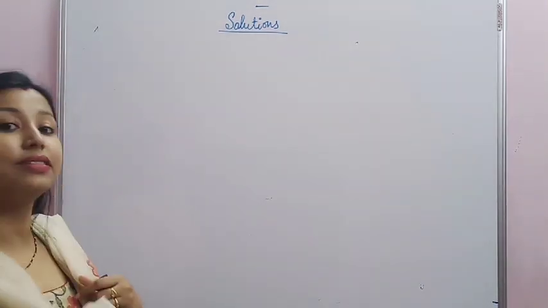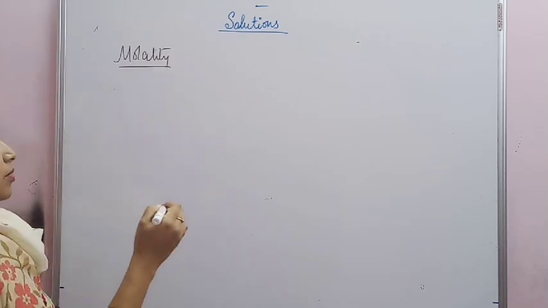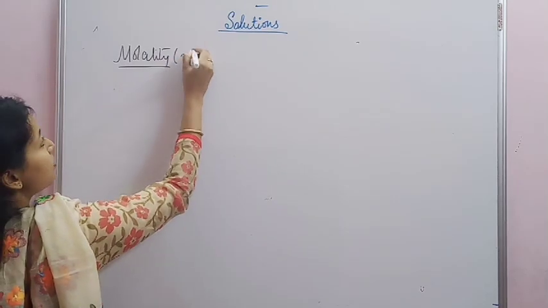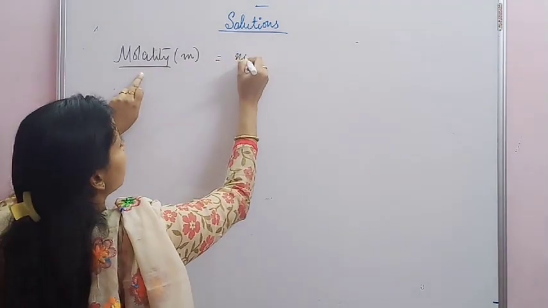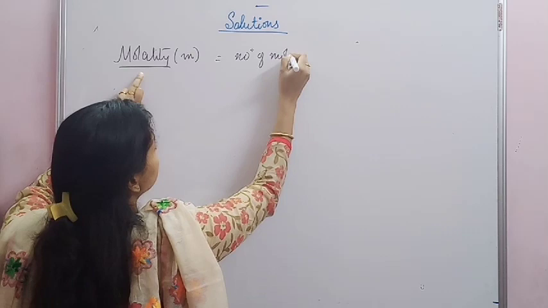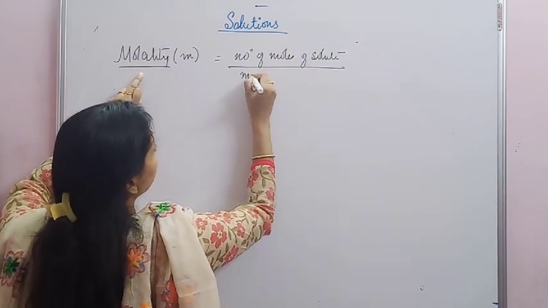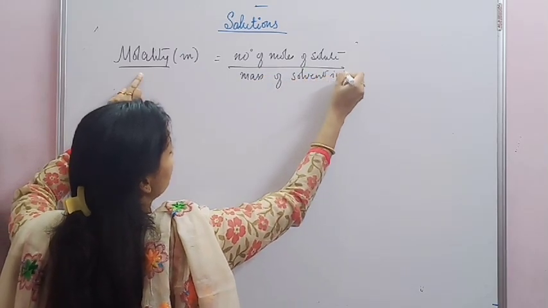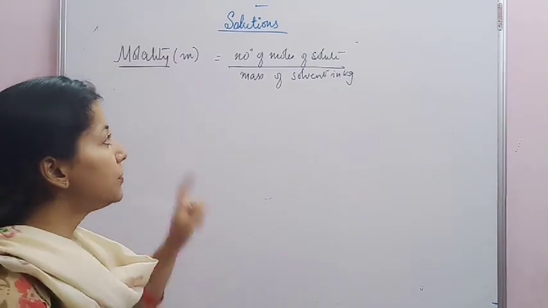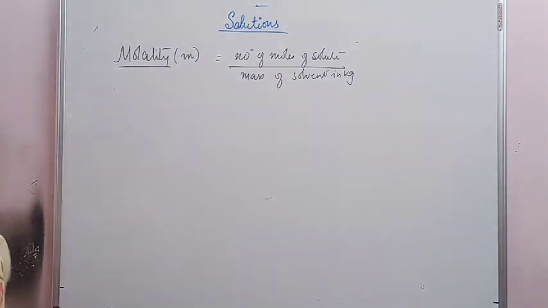The next topic is molality. When we talk about molality, we must remember that it is given by the symbol small letter m. The molality is number of moles of solute by mass of solvent in kg. Number of moles of solute by mass of solvent in kg. Let's solve the numerical.